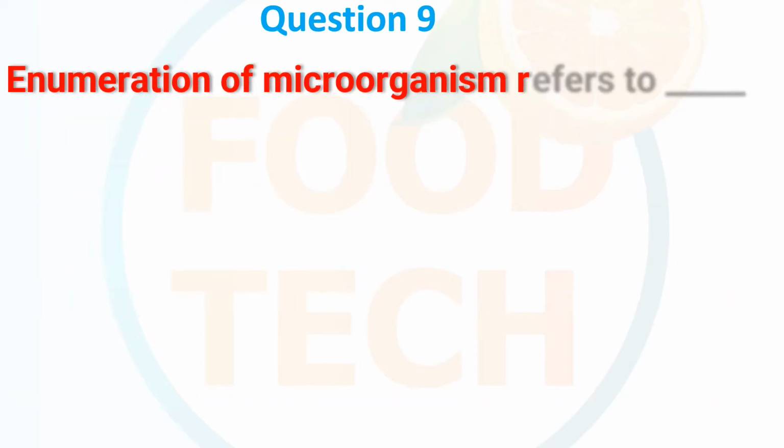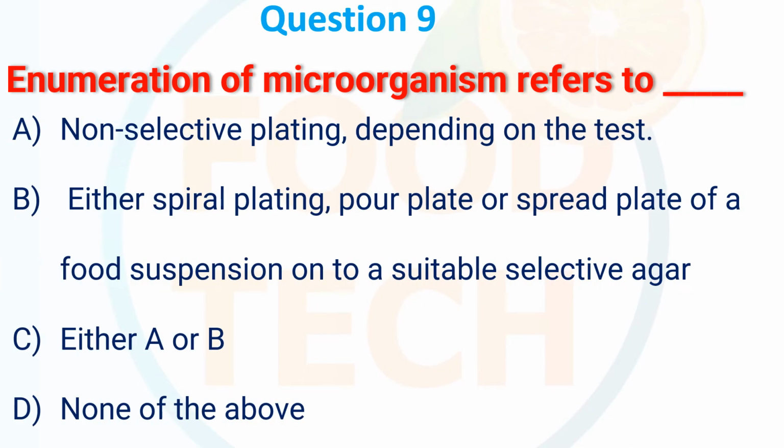Enumeration of microorganisms refers to dash. A. Non-selective plating depending on the taste. B. Either spiral plating, pour plate or spread plate of a food suspension onto a suitable selective agar. C. Either A or B. D. None of the above. The answer is C. Either A or B.